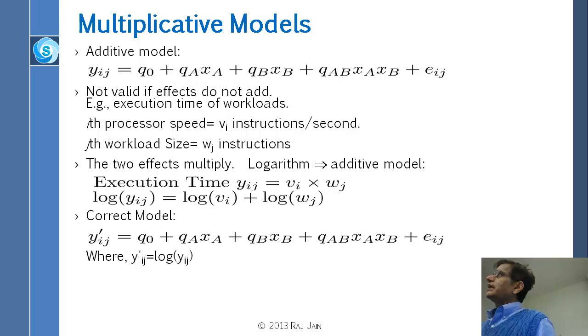So for example, execution time is, now let me be sure that this is the correct formula. Execution time Yij is equal to Vi. Vi is the instructions per second. No, this is not the correct formula, right? There has to be a division here. This has to be Wj upon Vi. So this is seconds equal to instructions divided by instructions per second. Not a big deal. But basically this would be Wj divided by Vi. It's still multiplicative if you really want to call it, it's multiplying. So you take a log of it and it becomes additive. And so that would be the model.